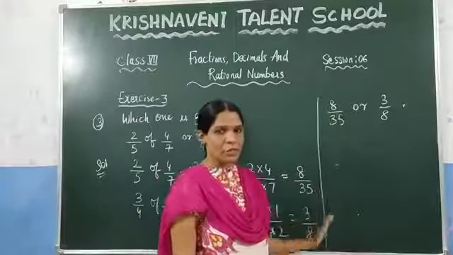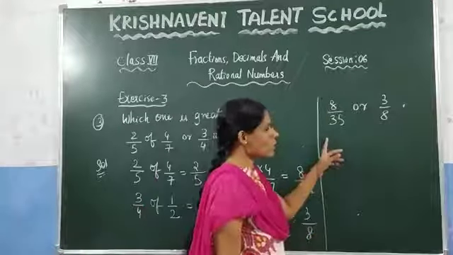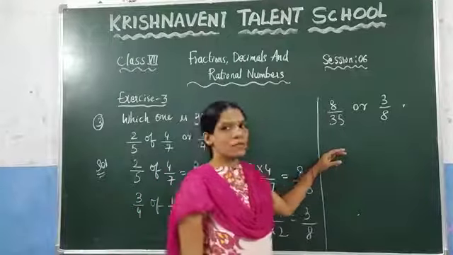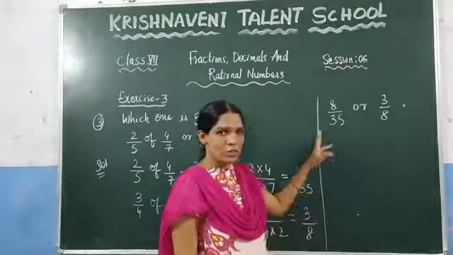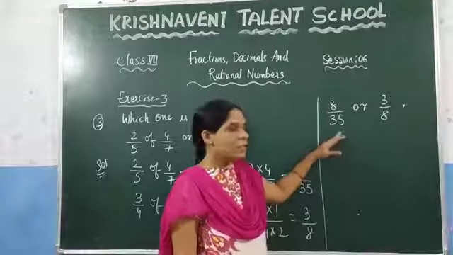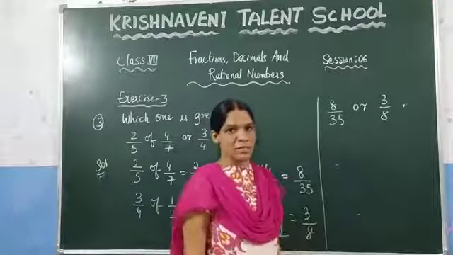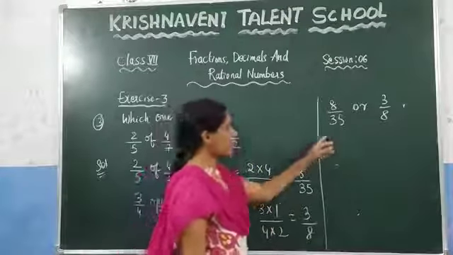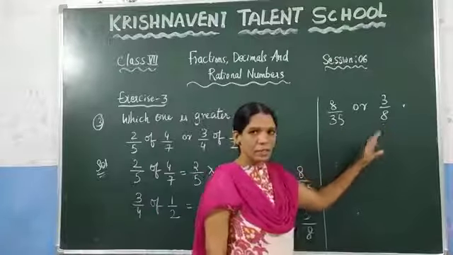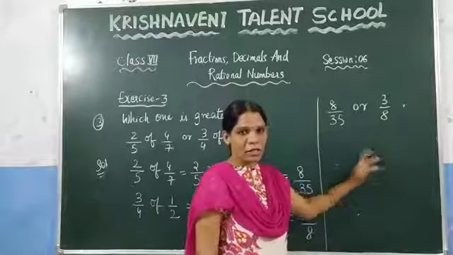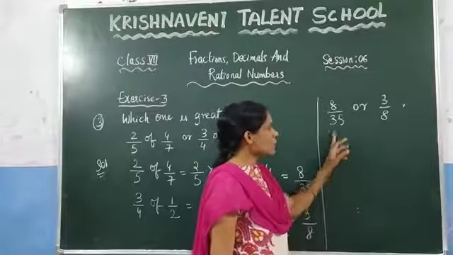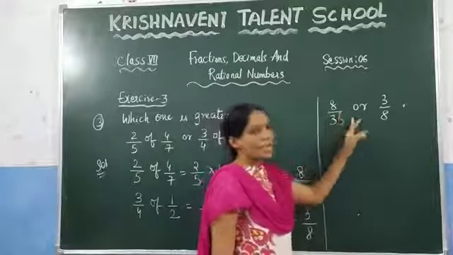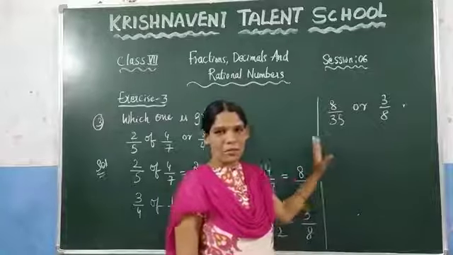If you want to compare these two fractions, first you need to check whether the denominators are equal or not. If the denominators are equal, we can easily compare the numerators. But if the denominators are not equal, we need to make the denominators equal. We have already discussed how to do this. Here you can observe that 35 is here and 8 is here. These two denominators are not equal. Now you need to make these denominators equal by multiplying and dividing with the other fraction's denominator. That is the process we have to do.